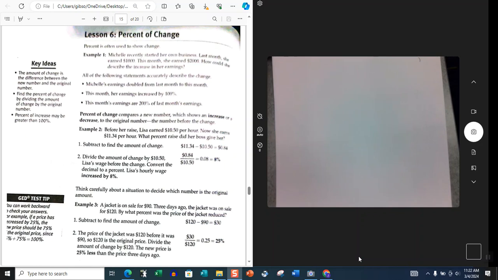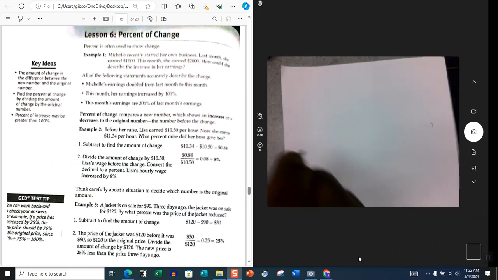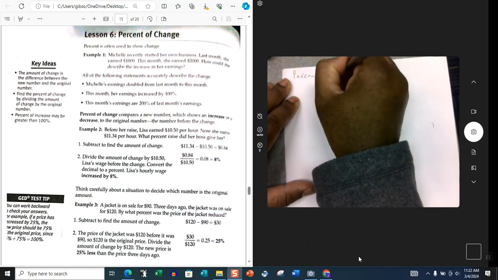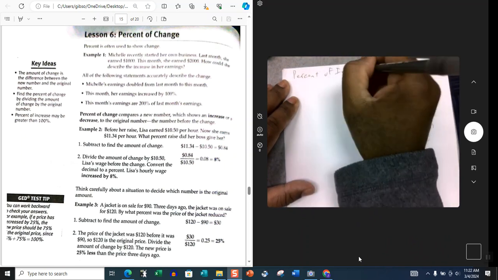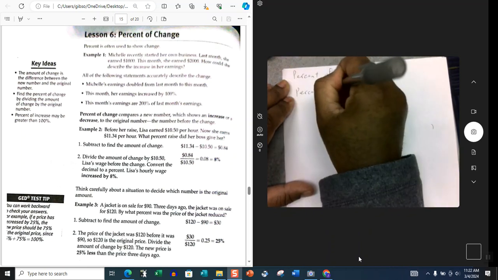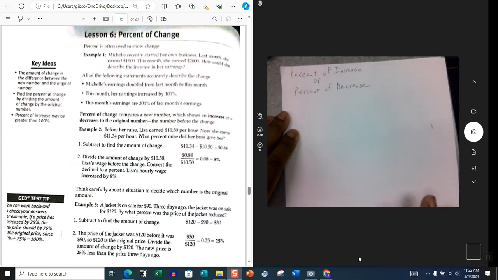Hello class, we're about to start lesson 6, percent of change. Now, I'm going to give you a formula for the percent of change. I'm going to explain it to you, and then we will talk about this, because percent of change has two options for you. It's either percent of increase or percent of decrease. So those are the two things you will find, either the percent of increase or the percent of decrease.